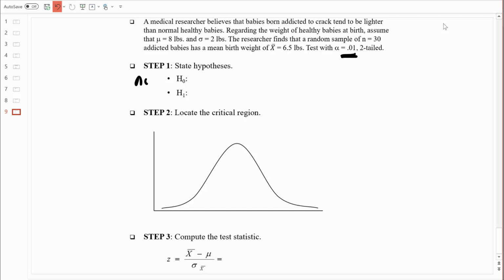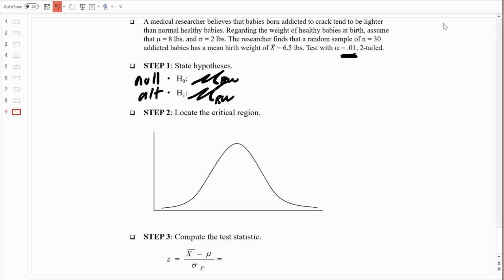Remember, we have a null hypothesis and also an alternative hypothesis. And these hypotheses are always stated in terms of population parameters. So then I ask myself, mean what? What is it I'm measuring? Well, I'm measuring birth weight. So population mean birth weight.